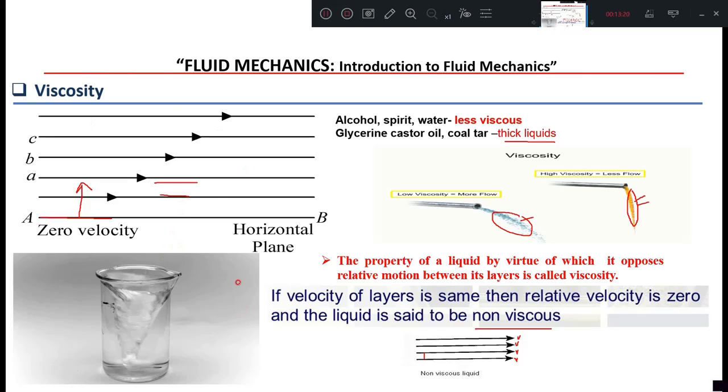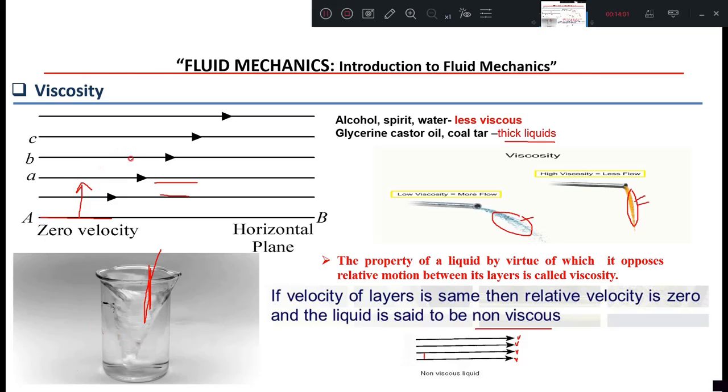Let us consider one more example. When water in a beaker is stirred, it is brought to rest after some time by internal friction between the layers of water. If you stir the water in a beaker and wait for some time, it is brought to rest by the internal friction between the layers of water. So this is the definition of viscosity. I hope you understood this.